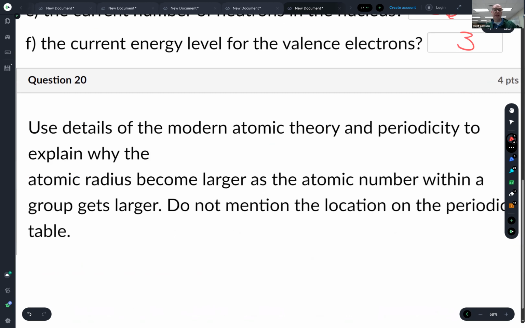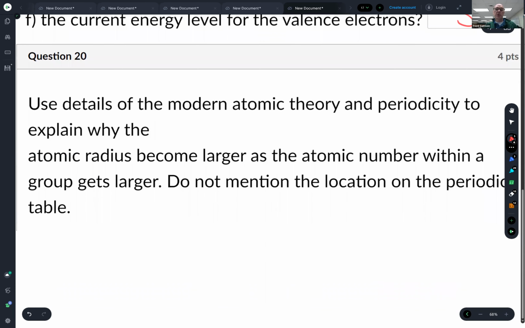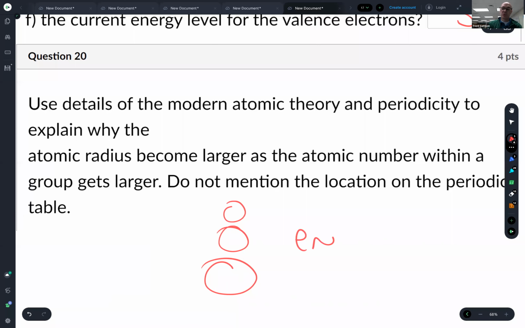All right, moving on. Modern periodic table. Why does the size get bigger as we go down the periodic table? 2 simple words. Energy level. If I saw that, I give you full credit. But what you need to know is that it adds more energy levels as you go down the periodic table.